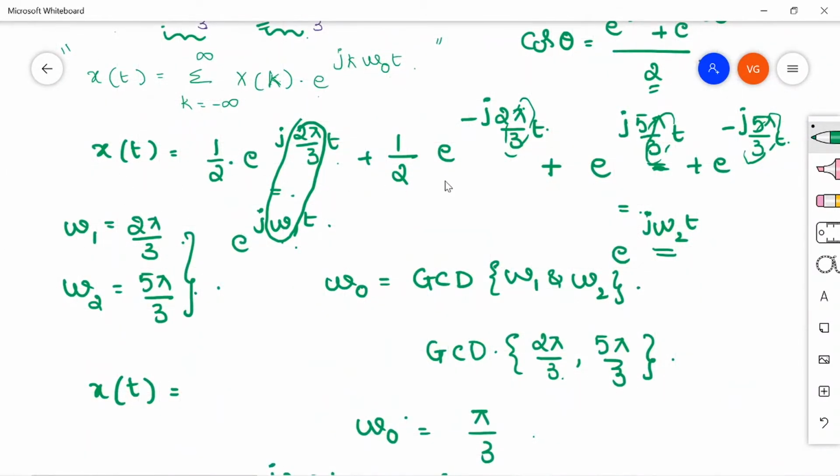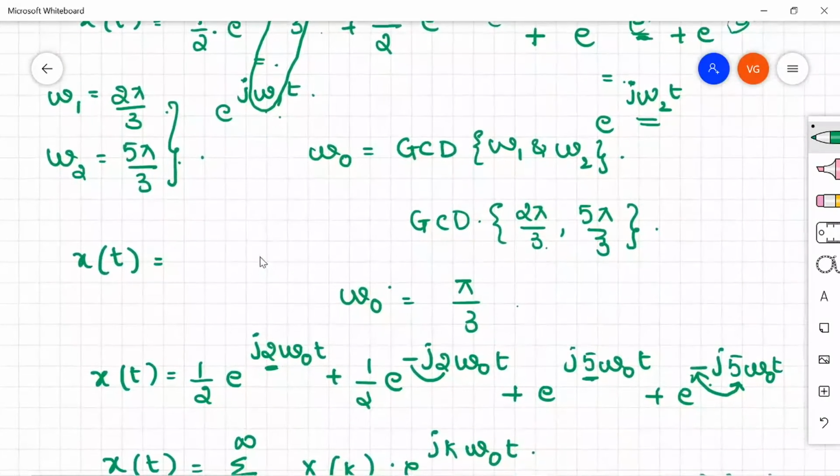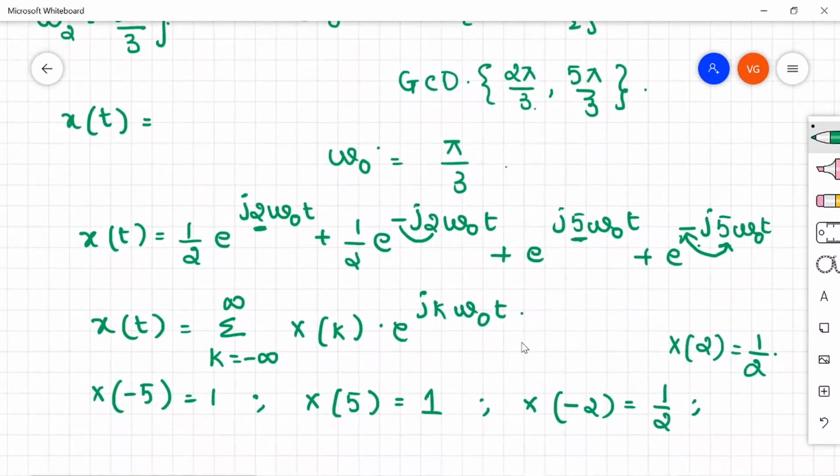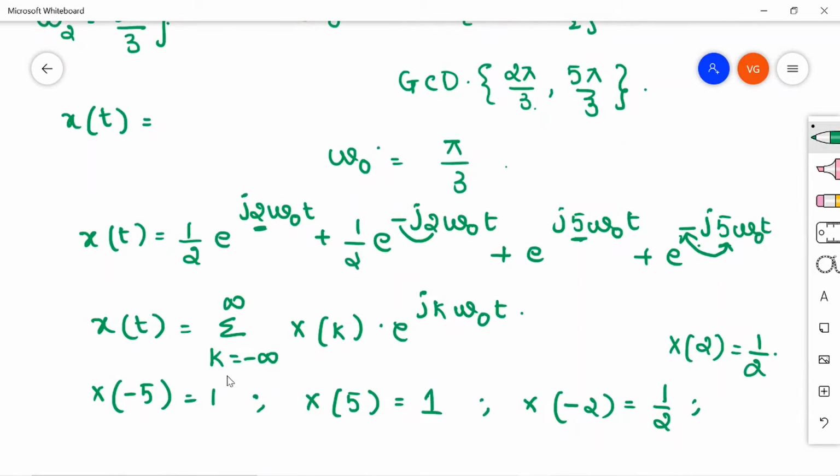So you change the given x of t into the format in terms of omega naught. Upon changing, I got x of t in terms of omega naught. Once you get the signal, compare with the standard form and get the complex coefficients. So this is the procedure to solve for the complex Fourier coefficients for any given signal.